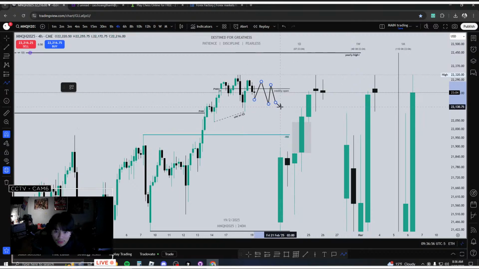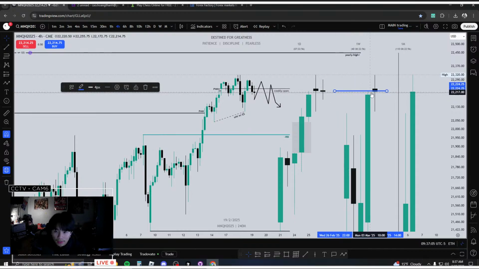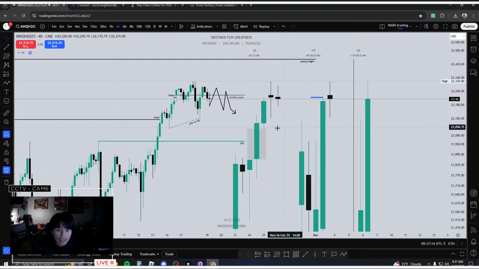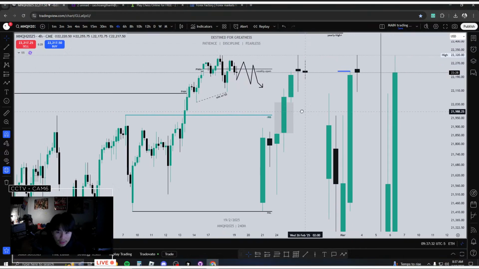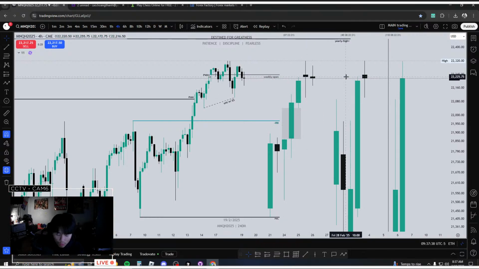If we close above this line with this weekly candle, if we close above this blue line, then I would treat the weekly fair value gap as a breakaway gap. But if this current week's closing price is below this blue line, then I would treat the weekly fair value gap as a gap that gets rebalanced. But that's for later.